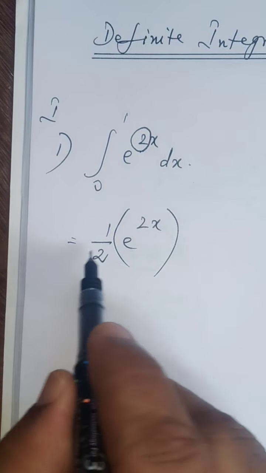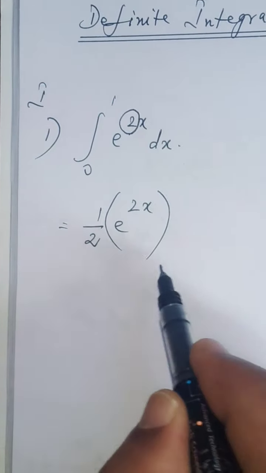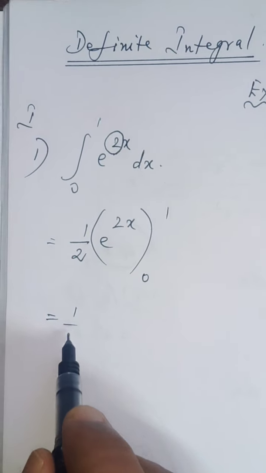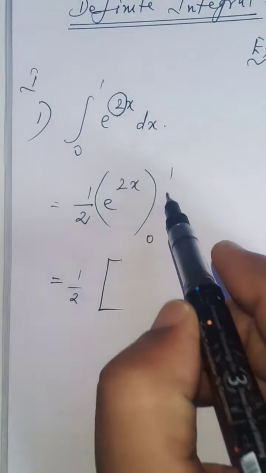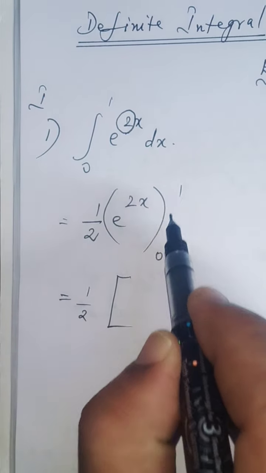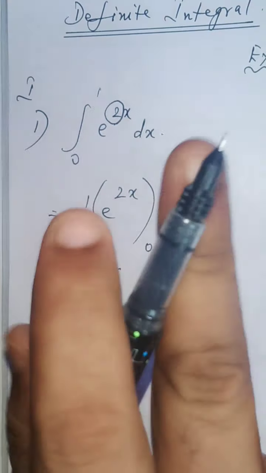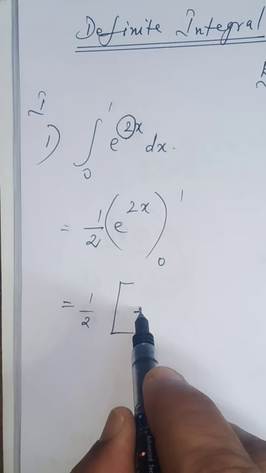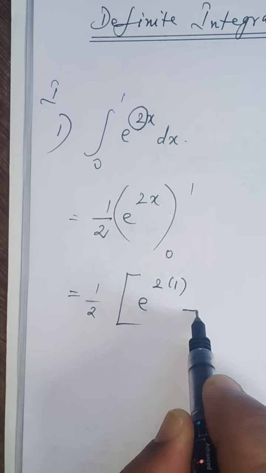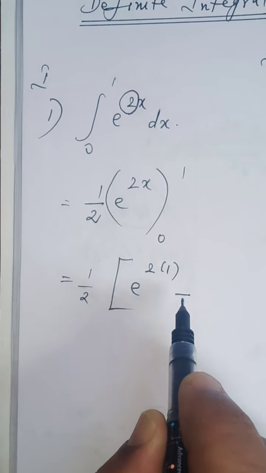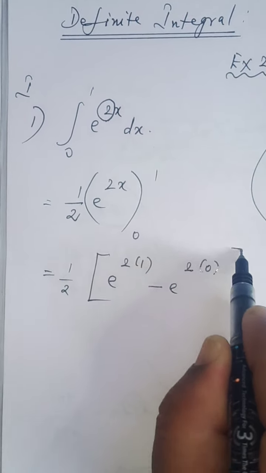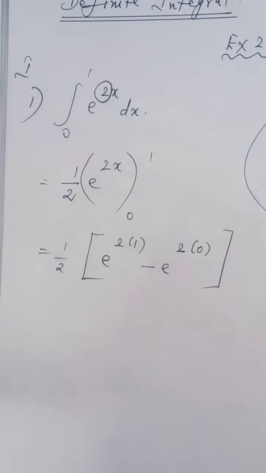That half, let it be outside. The constant, let it be outside. What are the limits? 0 and 1. That is equal to half, as it is. Apply the upper limit, where x has to be replaced by 1. After that, x has to be replaced by 0. So I am going to replace e power 2 into 1. Upper limit is over. Minus, I have to introduce minus. E power 2 into 0. Upper limit minus lower limit.